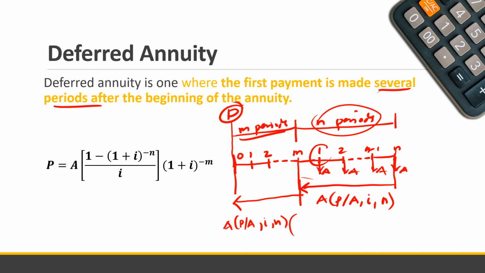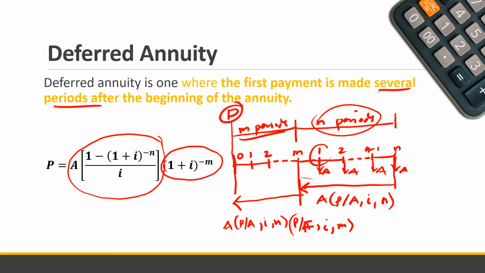So this is the ordinary interest, or the compound interest, finding P given F, I for M periods. So this is the equation: P equals A multiplied by 1 minus 1 plus I to the negative n over I. So this is the ordinary annuity, and this part here is the compound interest for M periods.